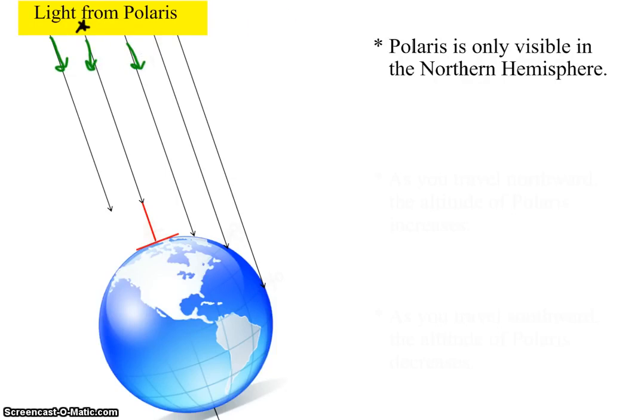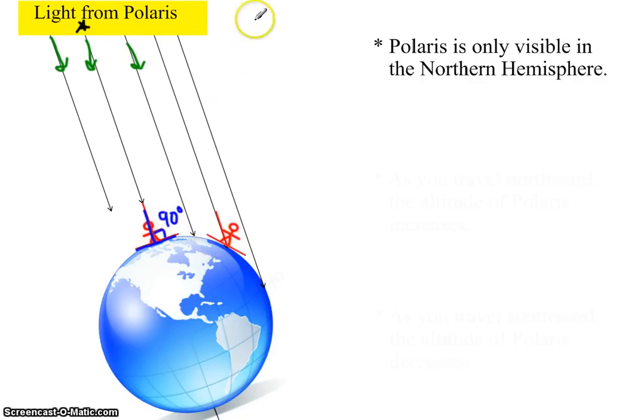So if you're standing at the North Pole and you want to see Polaris, you're going to look straight up over your head. So if we measure the angle that's formed between the surface of the Earth and straight up over your head, well, it's a right angle. It's a 90-degree angle. Well, the latitude of the North Pole is 90 degrees north. They're the same.